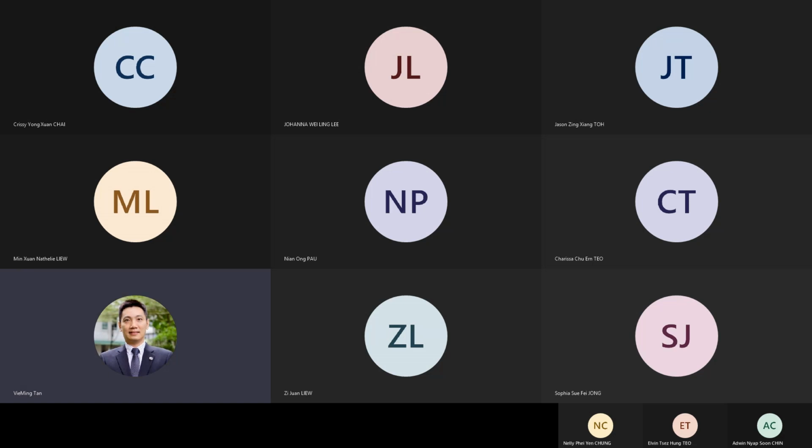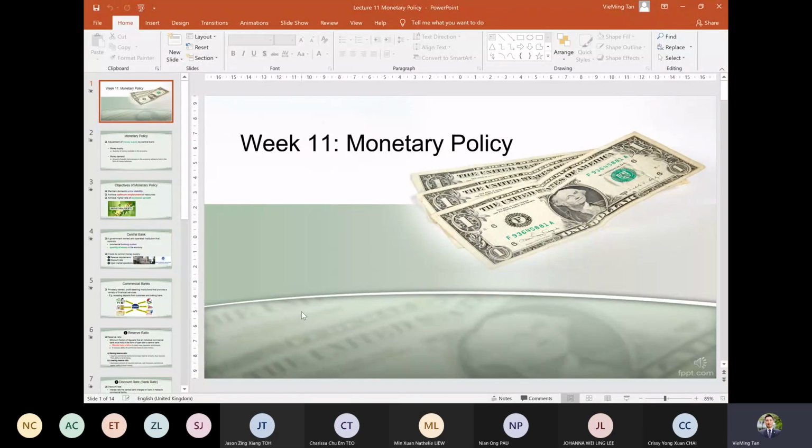Okay, so in the last chapter on fiscal policy, we already learned there are two tools that can be used by government in order to monitor the aggregate demand in the short run, right? Do you still recall what the two tools of fiscal policy are? Anybody? Fiscal policy.